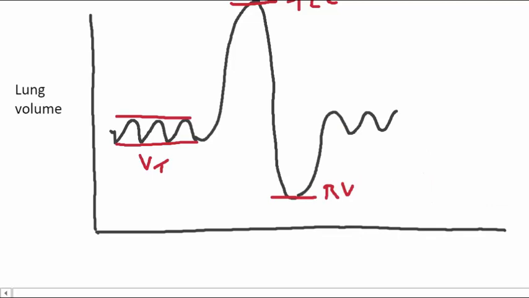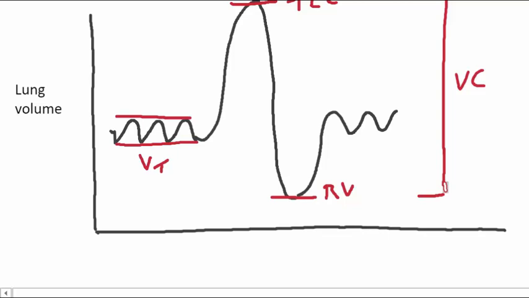And then you're returning back to normal tidal volume here at the end. Now, between total lung capacity and residual volume is the vital capacity. So here, this is the vital capacity.